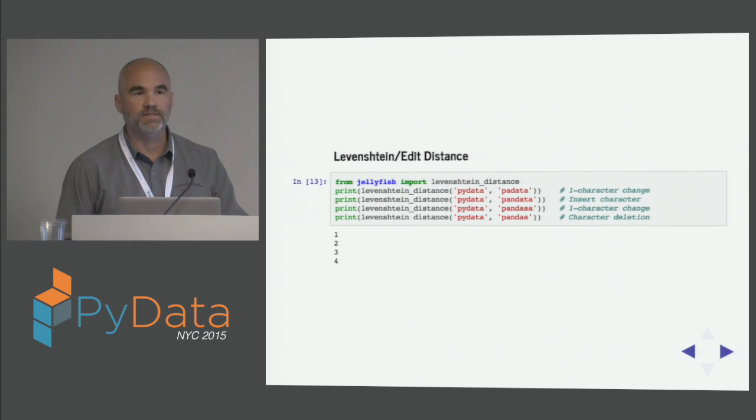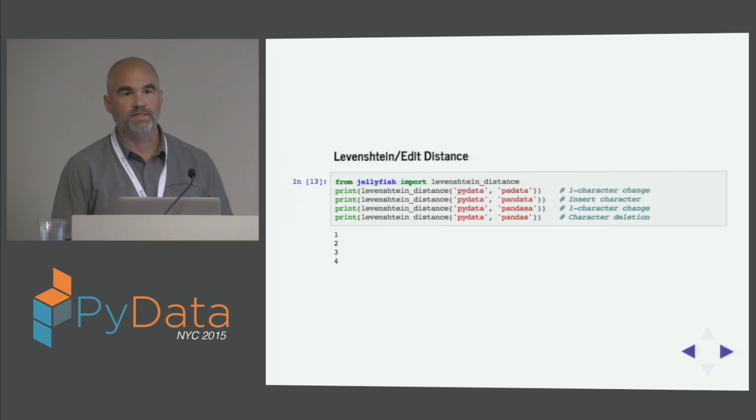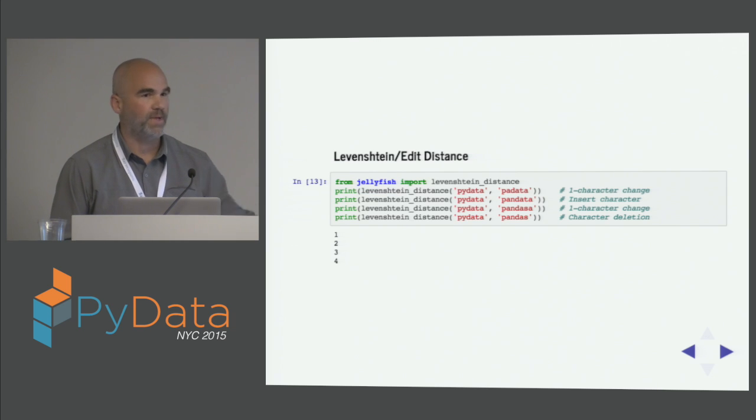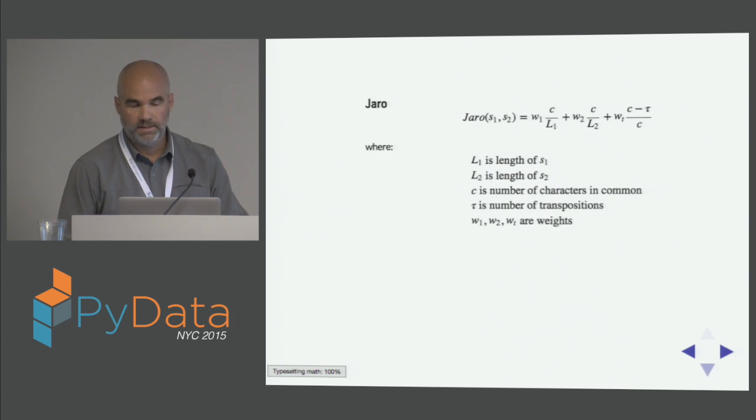So Levenshtein or edit distance, you've probably all seen it in some context before. It's kind of a basic computer science thing. Basically, the edit distance is the number of one-character edits you have to make to get from one string to another. And I've just transformed PyData into pandas by making one-character edits in this slide.